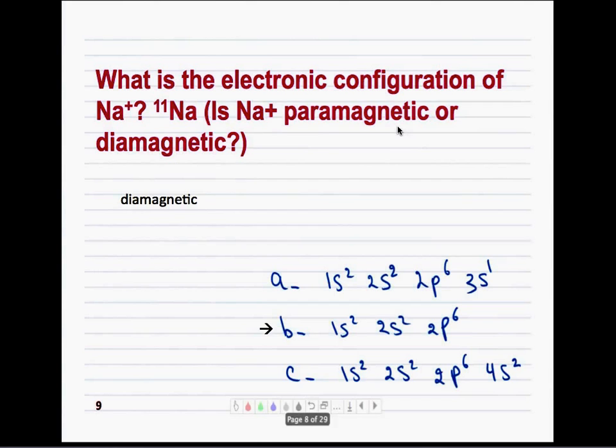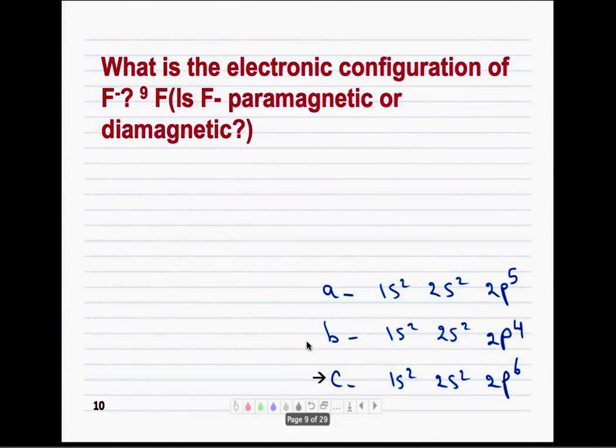Okay, so let's do one more on the electronic configuration of ions. What is the electronic configuration of F-? And think whether F- is paramagnetic. The same question that I asked on the previous one. And again, I'm going to stop it at 120.